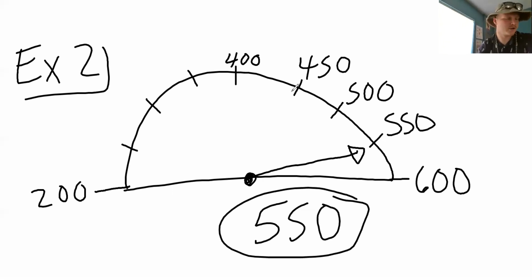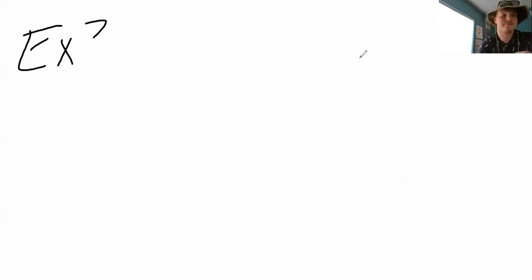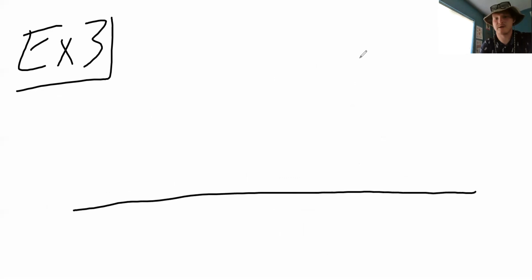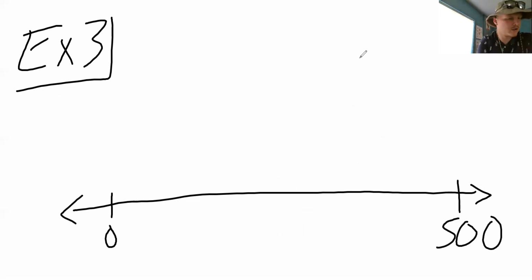Good. It's pointing at 550. Circle my answer. Okay. So example 3. This will be our last one. Example 3. So draw a horizontal line, number line from 0 to 500, with only 0 and hundreds marked and labeled. Okay, so there's 0 and 500.